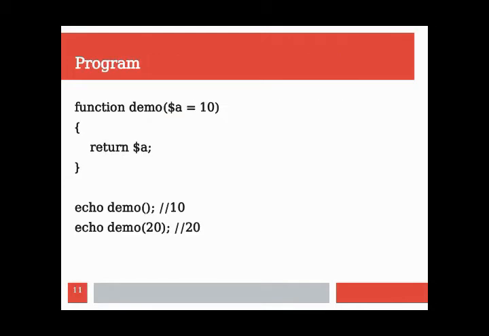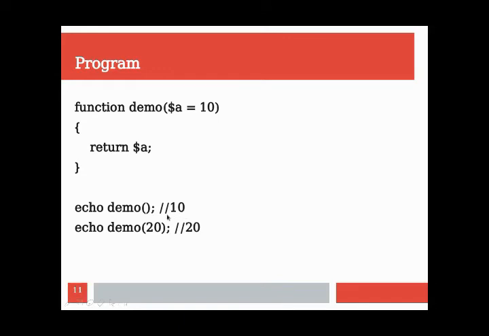Here we will see the example. Function demo, and here $A equal to 10. That means 10 is assigned to A, which is a variable or parameter here. Then in the code we use return $A, that is the statement in the demo function. And here echo demo, with empty parentheses. That means the value is not passed, but $A has the default value 10. So here the output will be 10.